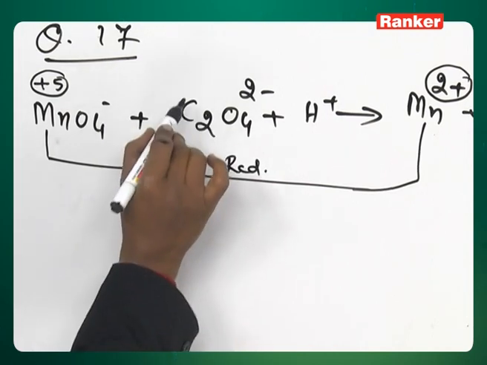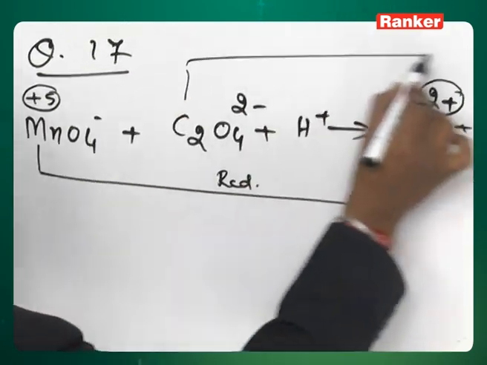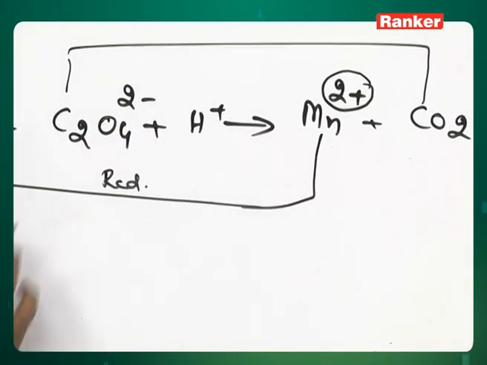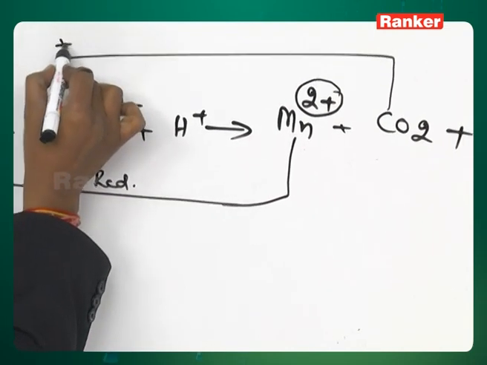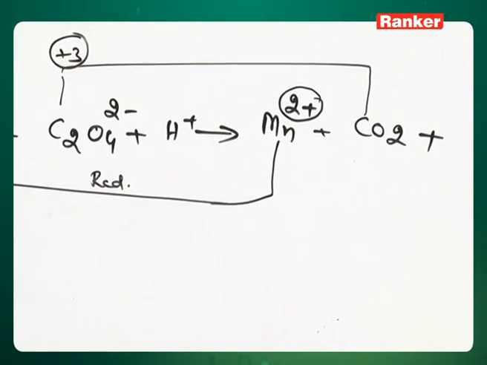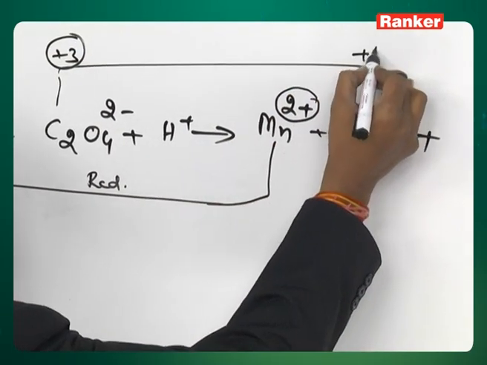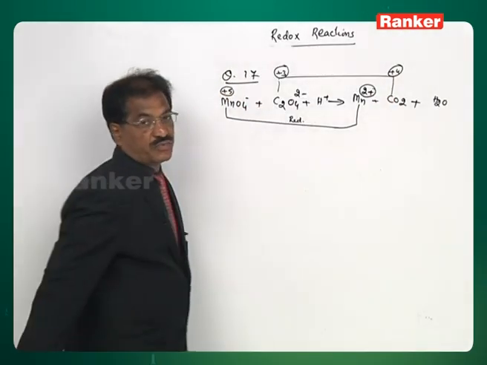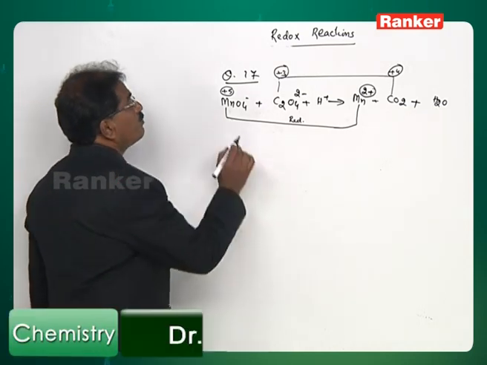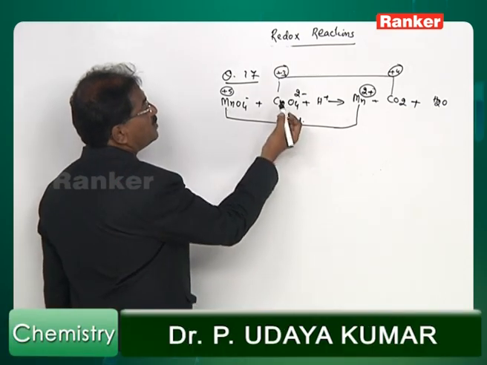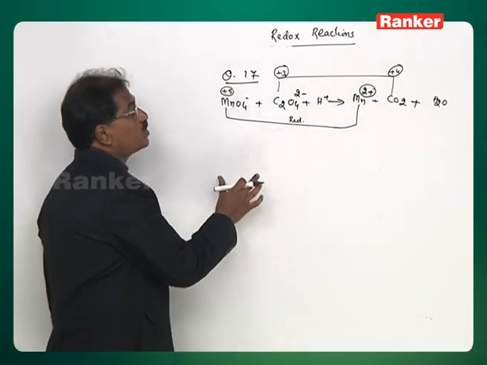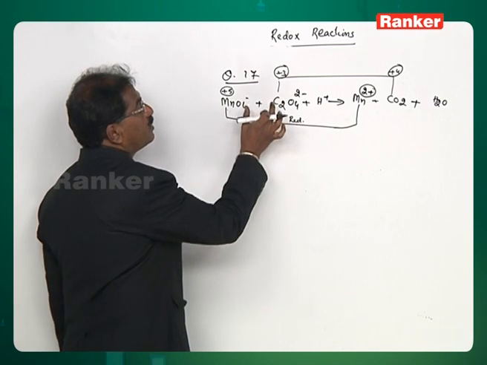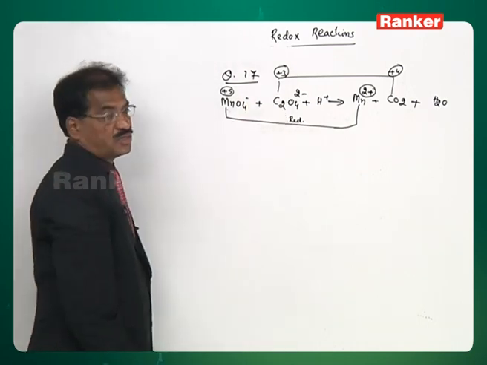Similarly, identify the other atom whose oxidation state is changing. In this reaction, for carbon also, there is a change in the oxidation state. Before the reaction, the oxidation state of carbon is plus 3. After the reaction, the oxidation state of carbon is plus 4. Therefore, for manganese and for carbon, there is a change in the oxidation state. So the first step is always identification of the atoms whose oxidation state is changing.